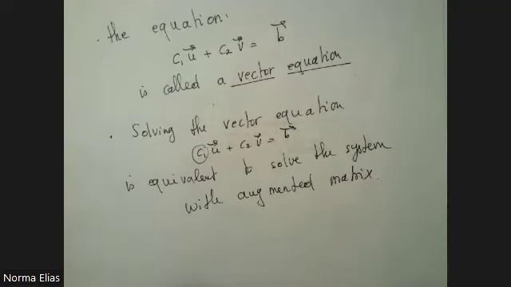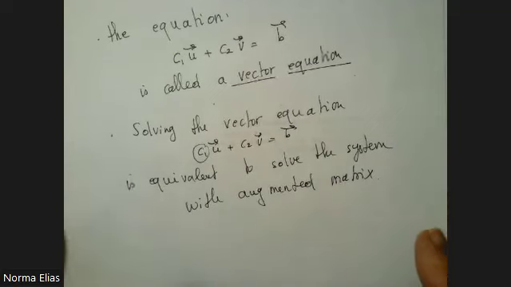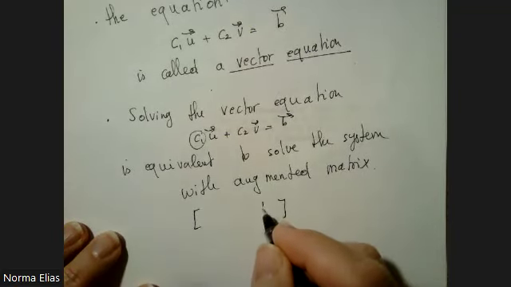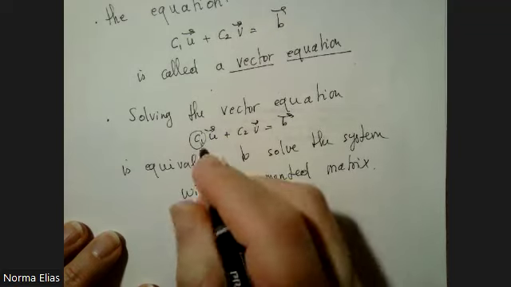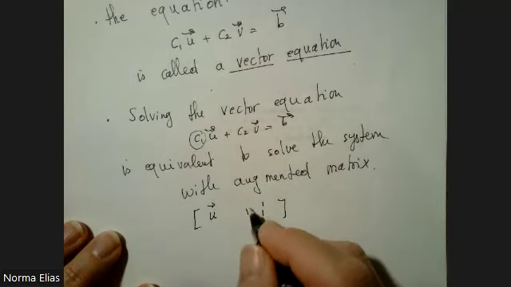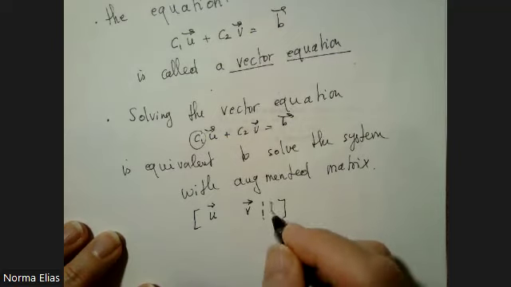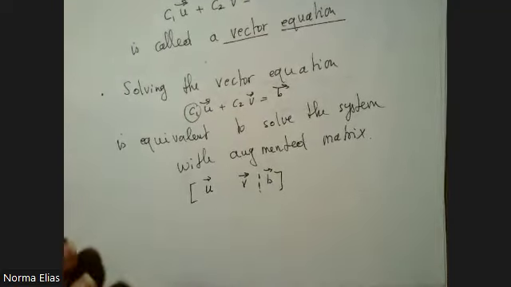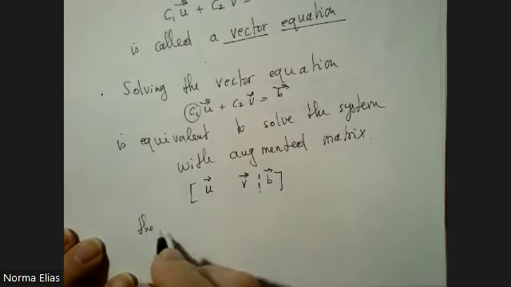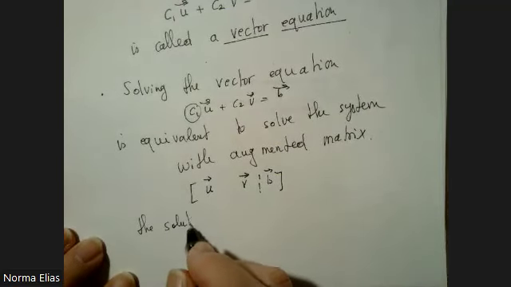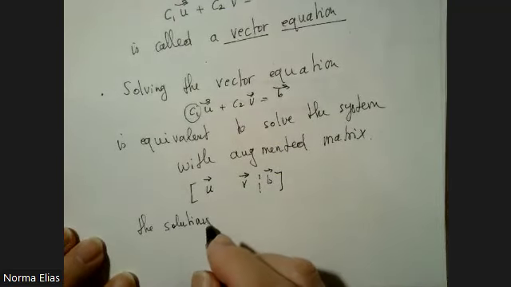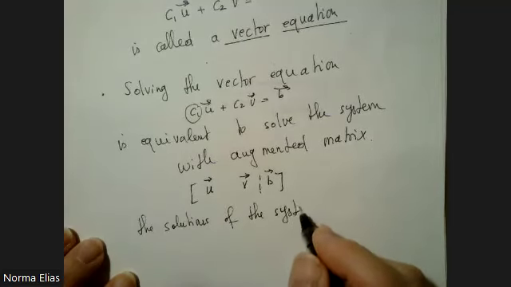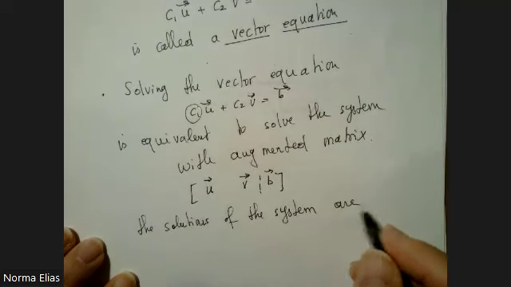so solving this really boils down to solving a system where the augmented matrix is: the first column is U, the second column is V, and the augmented column is the vector B itself. And the solutions of the system are the weights.